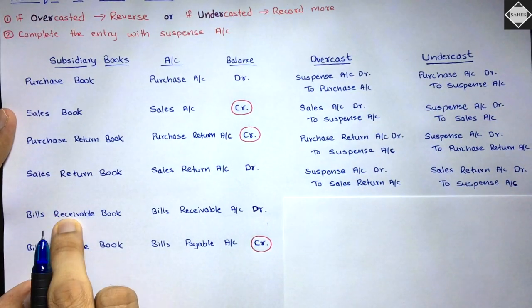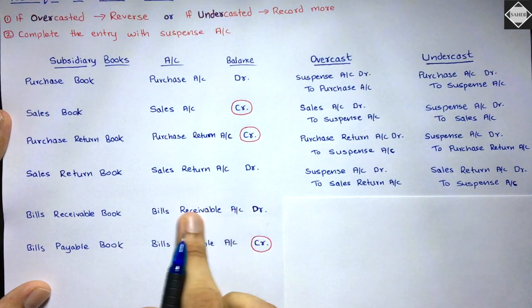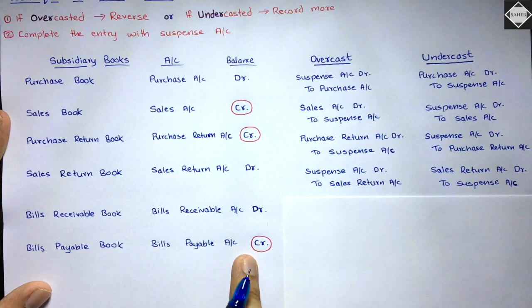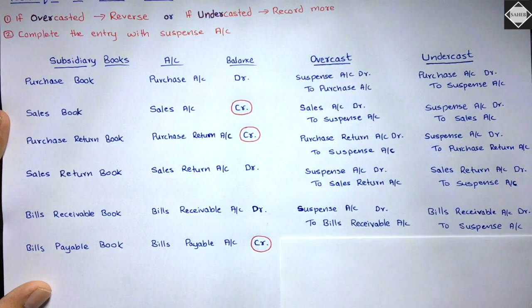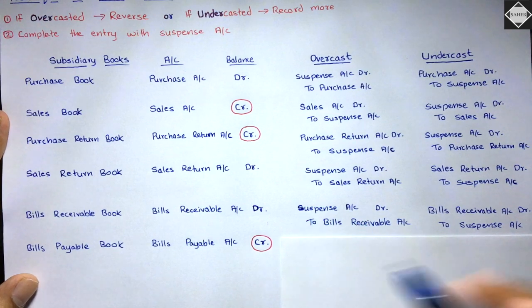And then you have the bills receivable book and the bills payable book, right? Bills receivable is an asset, bills payable is a liability. So the bills receivable account has a debit balance and the bills payable account has a credit balance. Overcasting of bills receivable: what will you do? Simple. Bills receivable is an asset which has a debit balance, so we have to reduce it because it's overcast. So I will credit the bills receivable account, and the debit will be the suspense account.